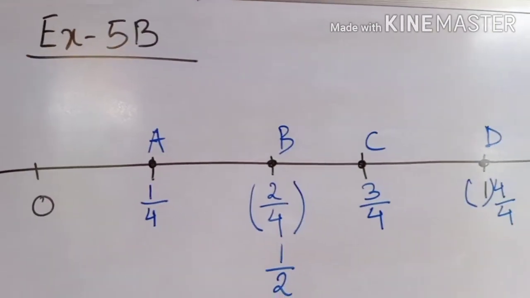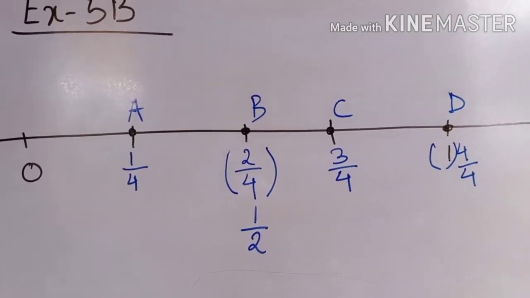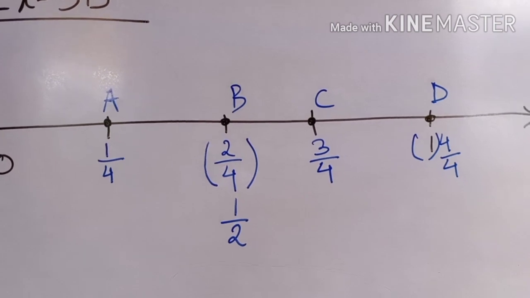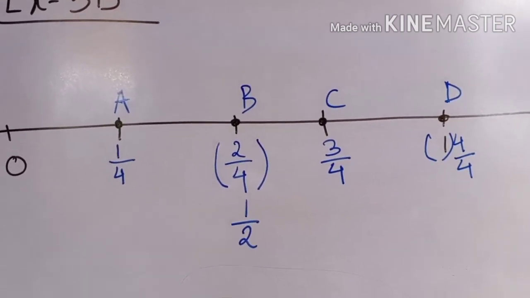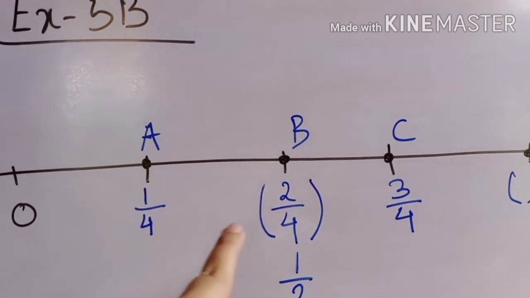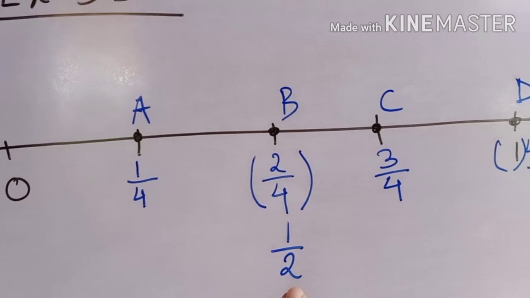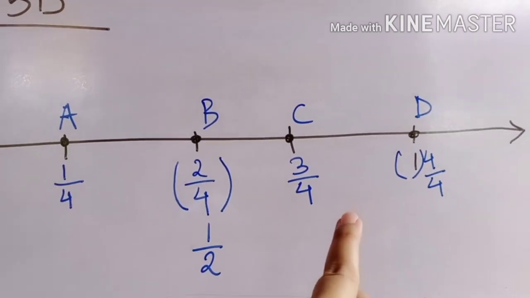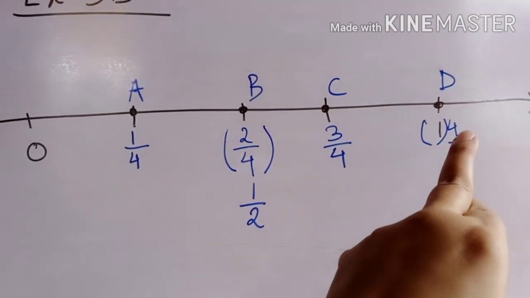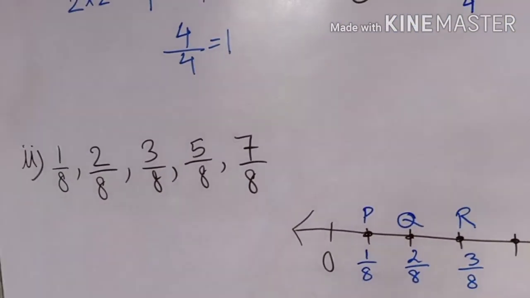So now we are representing it. What will we do? We will be drawing the number line. Since the denominator is 4, 0 to 1 will be divided into 4 equal parts. So the first part, that is A, is 1 by 4. The second part, which is 2 by 4, is 1 by 2. The third part is 3 by 4 and the fourth part, 4 by 4, means 1. Okay. Now come to the next question.